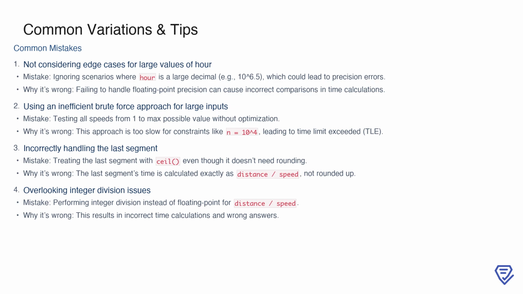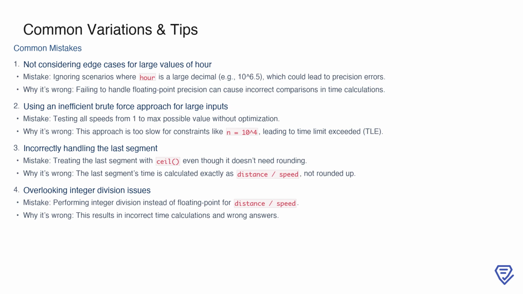When working through this problem, there are a few common mistakes to watch out for. First, failing to account for edge cases with very large values of hour can lead to precision errors. For instance, if hour is a large decimal like 10^6.5, floating point precision might fail during time calculations, leading to incorrect results. Next, avoid using a brute force approach that tests all possible speeds from 1 to the maximum speed limit. This is inefficient, especially for large inputs, such as when n equals 10^4, and will likely result in exceeding the time limit.